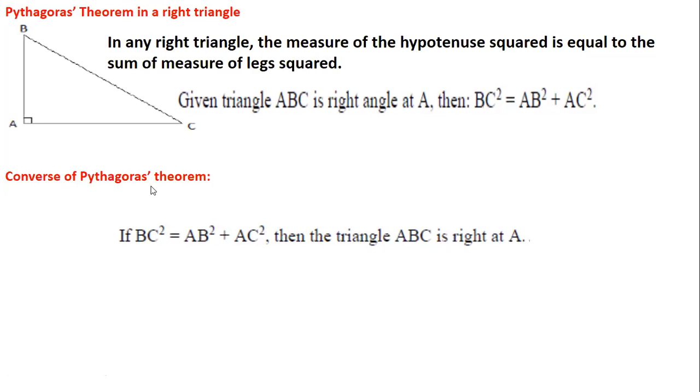Please always keep in mind a very important note here. Always the hypotenuse in a right triangle is the longest side, and it is the side opposite to the right angle. So between AB, AC, and BC, who's the hypotenuse? The longest is BC, so BC is the hypotenuse.